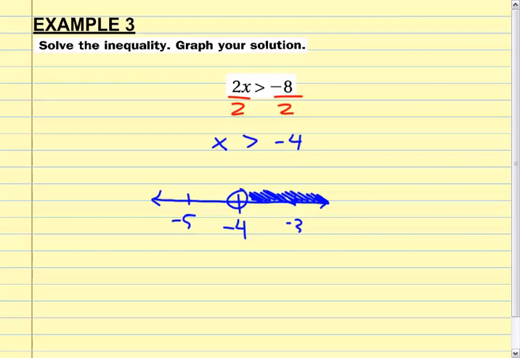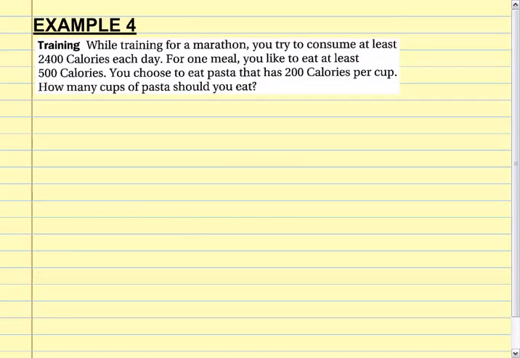All right, one more. Let's look at it. Training. I'm excited about this. While training for a marathon, you try to consume at least 2,400 calories each day. That sounds about right for someone my size. If you were bigger than me, you might need a few more calories. If you were taller, weighed a bit more, it takes more energy to move a bigger body. Okay? That's about right though.